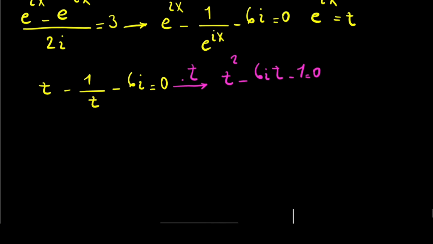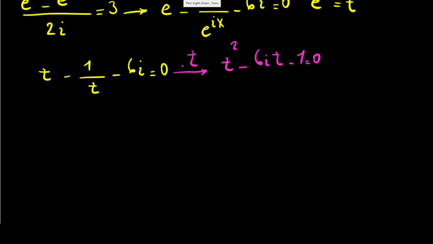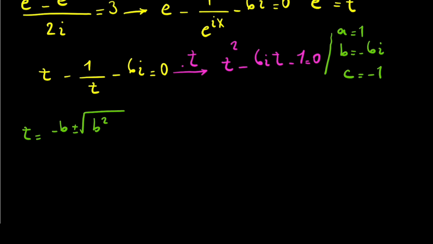And yes, that is. So it means in this equation a equals positive 1, b equals minus 6i, and c equals minus 1, and t will be equal to minus b positive and negative square root of b squared minus 4ac divided by 2a. If you don't know why that's correct, I prove why it is correct in one of my videos, and I put the link of that video in the description. You have to check if you don't know why that is correct.